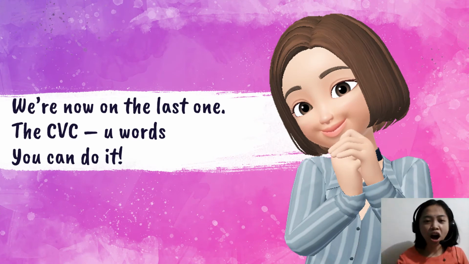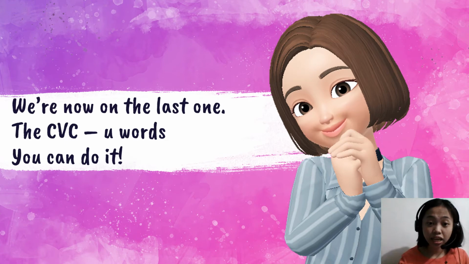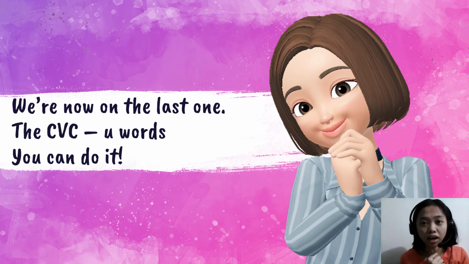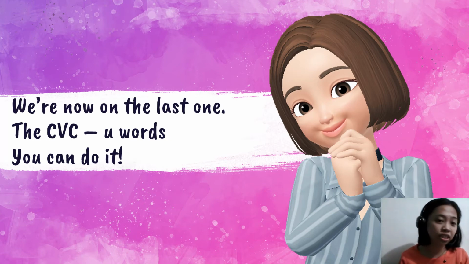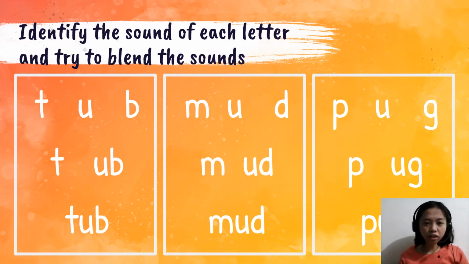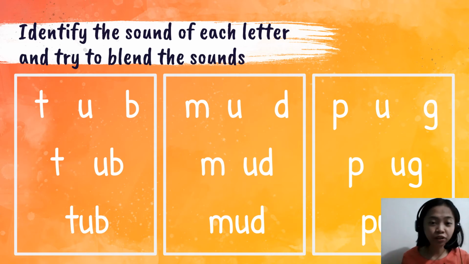Okay, now we're on the last one, and that is the CVC U words. We're done with the letters A, E, I, and O. And what's the last one? It's U. Very good. We're now going to learn the CVC U words. You can do it. Fighting. The first box. What are the letters that you see? Very good. That's T, U, and B.